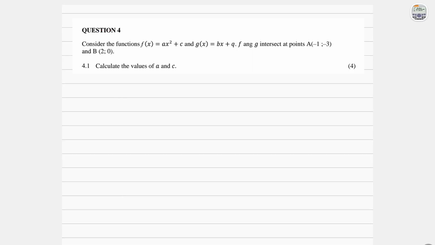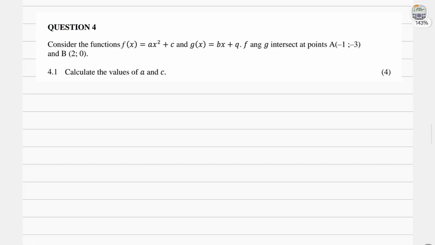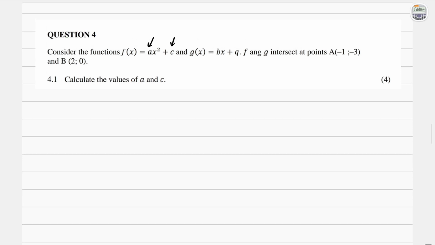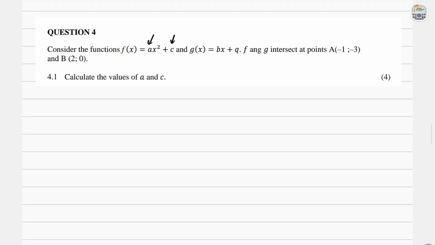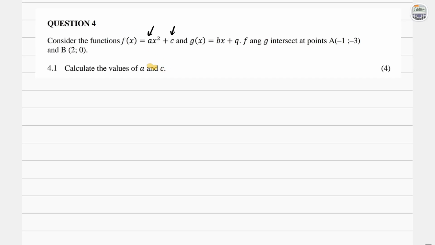Question 4 says, consider the functions, and we have f of x equals ax squared plus c, and g of x equals bx plus q. And they tell us that f and g intersect at points A and B. Calculate the values of a and c. So all we have for a and c in the parabola's equation are 2 points, and these are points of intersection. So how can we use this to find the equation of this parabola? Well, 2 variables are missing, okay, and you have 2 points, so it's enough to find it.